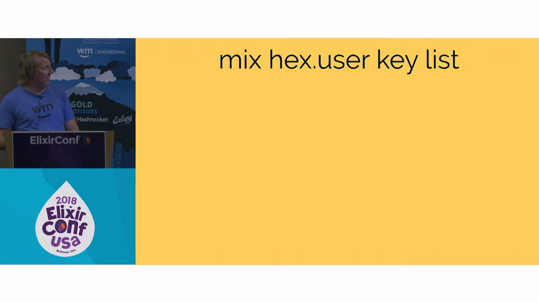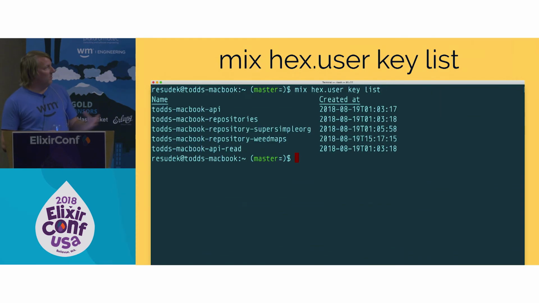Mix hex user key list. You do this to see all the API keys that you have installed on your local machine. So in this case, I have some for my regular user, for my public account, some for my personal organization, some for my Weedmaps organization. So debugging-wise, like why can't I pull down our organization's package? Well, maybe check this out. Maybe you haven't authorized that org yet. If you don't see that key in your list, that's possibly one of the reasons why.